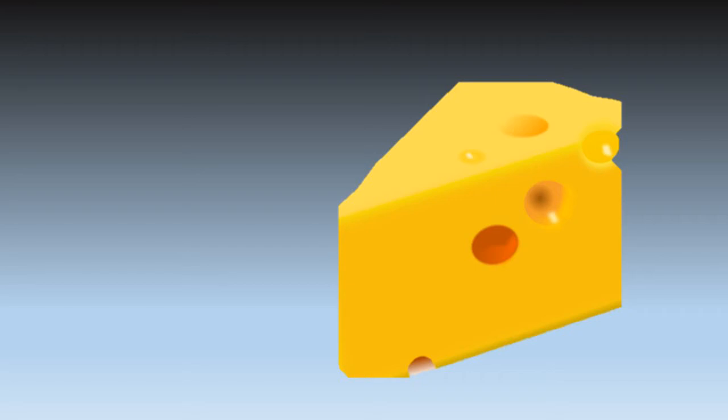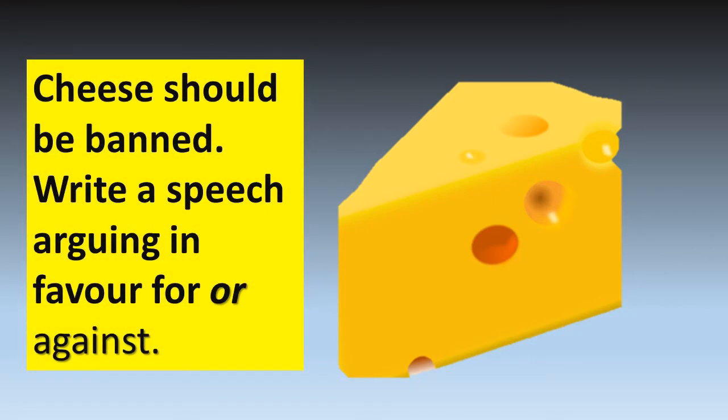Now here is a piece of cheese, and here's a question that you could be asked about cheese. Cheese should be banned. Write a speech arguing in favour of banning cheese and argue in favour for or against. Now, you probably wouldn't be asked about cheese because the likelihood is hundreds of thousands of children aren't going to have a really good working knowledge of all the different varieties of cheese and may not have strong opinions about cheese. So that's not likely what you're going to get. So you don't need to worry. But I'm using that today to give you some examples of persuasive writing.